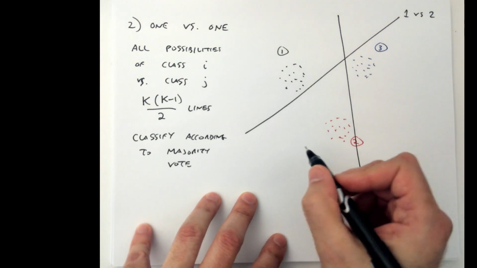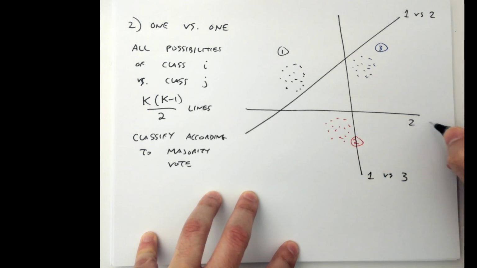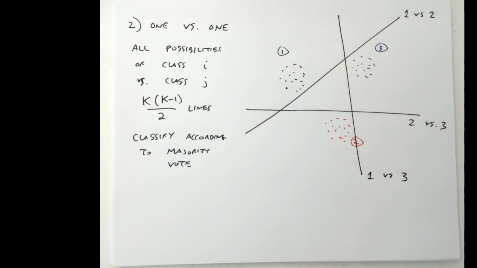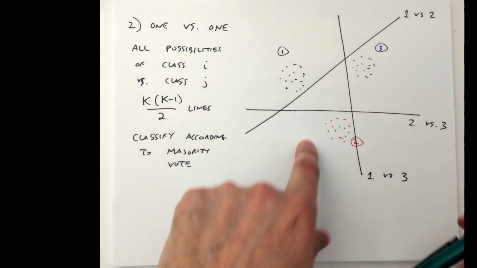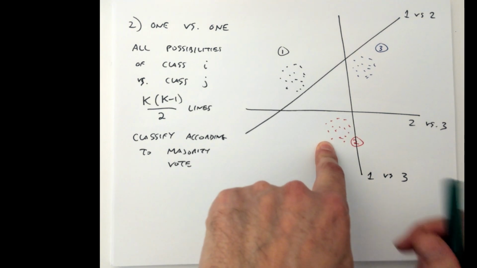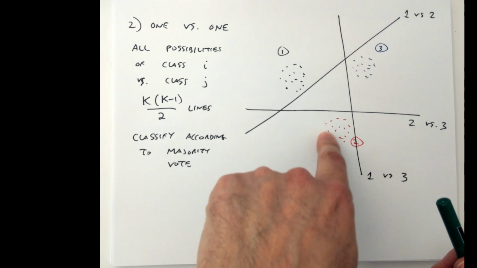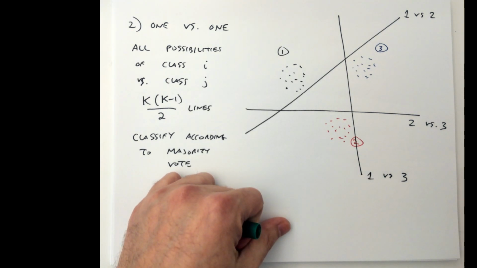And then maybe I have, what do we have left? 2 versus 3. So if I have a point over here, I might say, okay, well, what is this voting for? It's on this side of the 2 versus 3 line, and it's on this side of the 2 versus 1 line. So majority vote would say that anything in here should be classified as 2, right? So that seems to work okay, but what about over here, right?